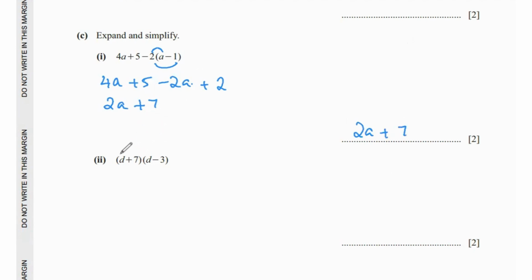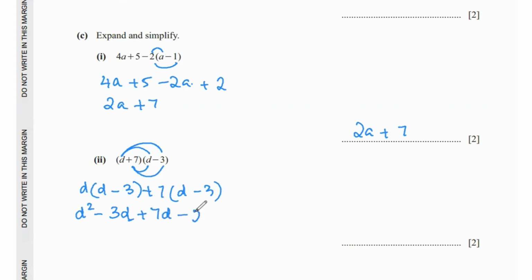Now we're going to expand double brackets. So d times d and minus 3. 7 times d and -3. So d times d plus d minus 3 plus 7 times d minus 3. So that's d squared minus 3d plus 7d minus 21. That's d squared plus 4d minus 21. That is our expanded and simplified answer.